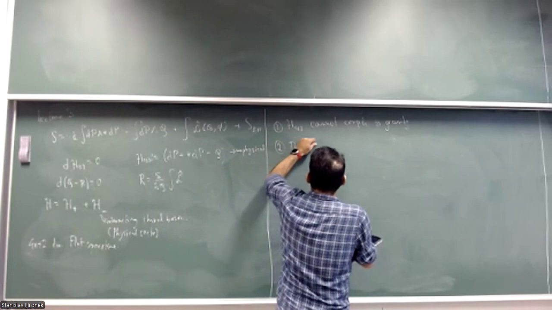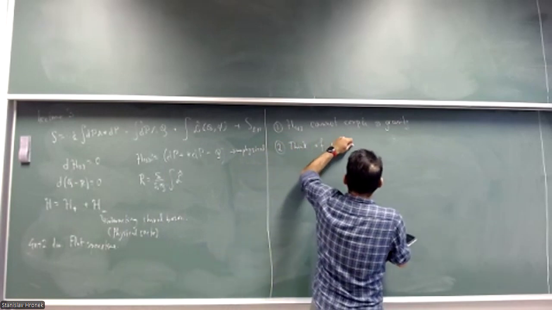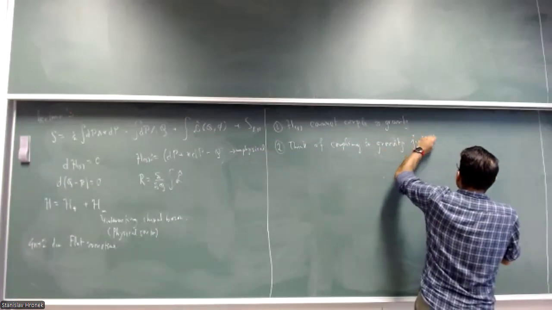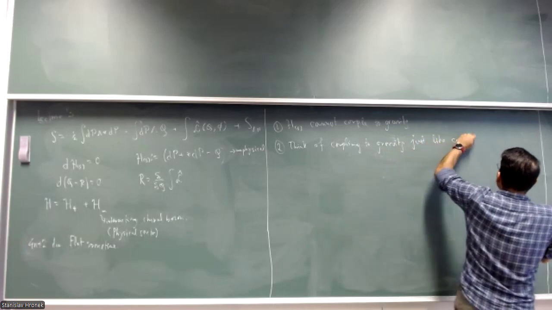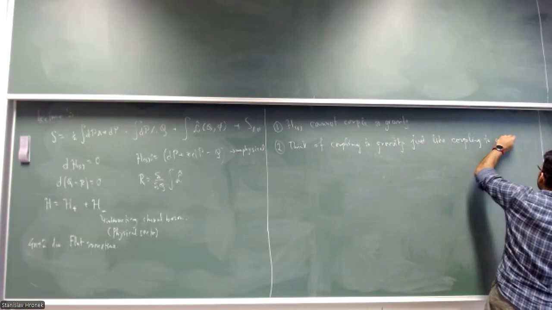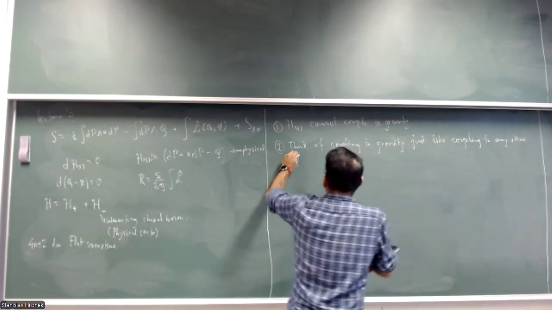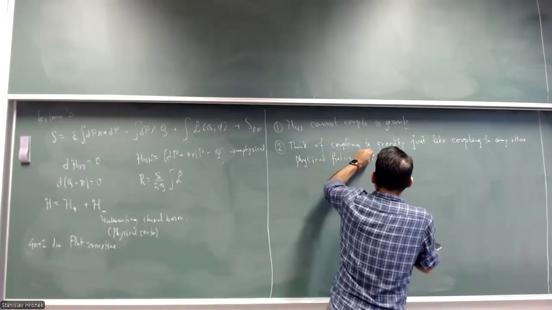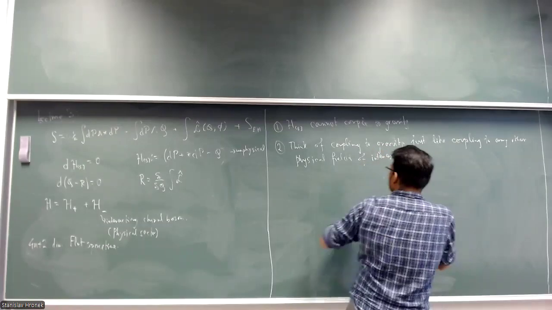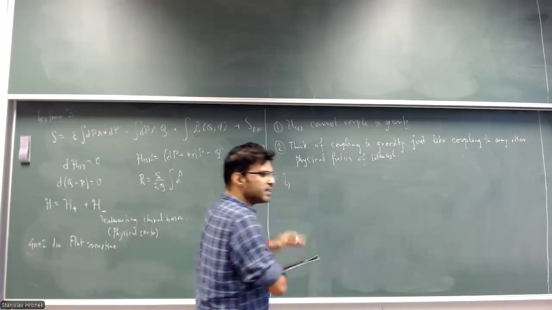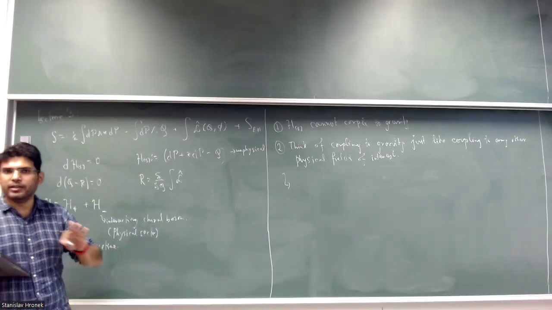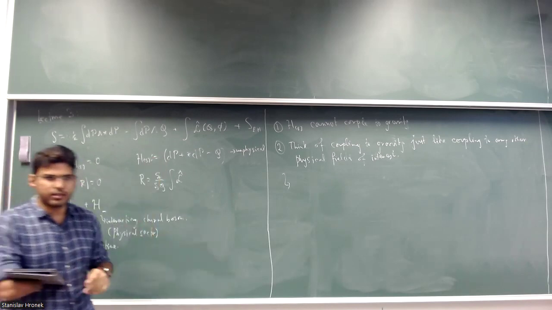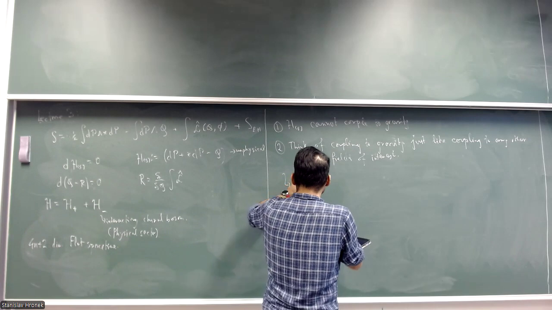Think of coupling to gravity just like coupling to any other physical fields of interest. Which means, and for this lecture, the only physical field of interest we are going to be interested in is the metric of the gravity. So of course you can turn on other fields, but that's not what we're interested in right now. So we want to turn on an L hat.